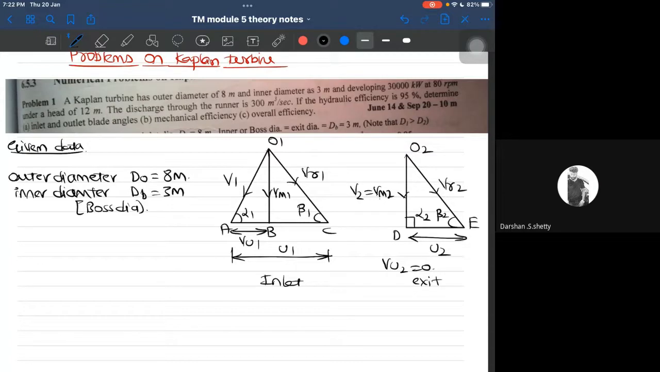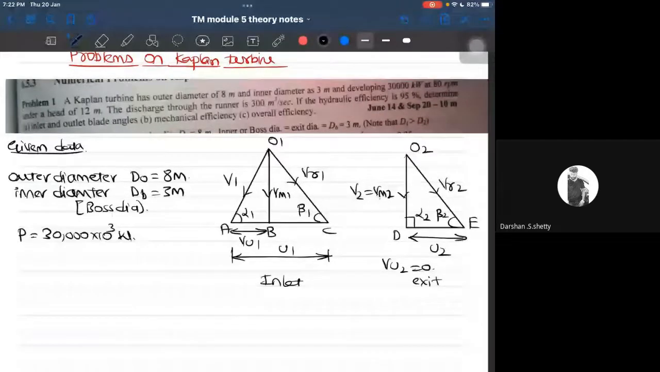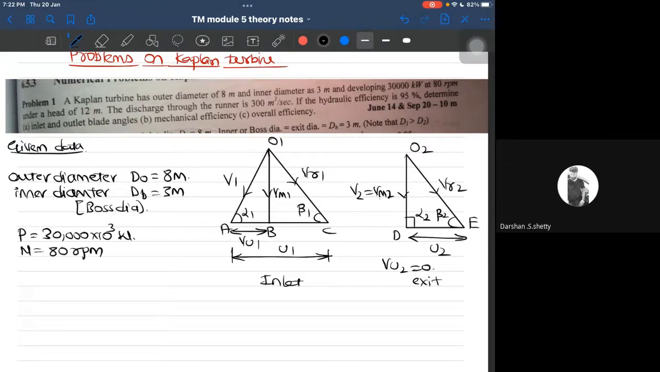Next step. Developing a power of 30,000 into 10 to the power of 3 watts. That is the power output from this turbine, running at a speed of 80 rpm, so speed is given, which is 80 rpm, under a head H of 12 meters. The discharge through the runner, the Q value, is given, which is 300 meter cube per second.